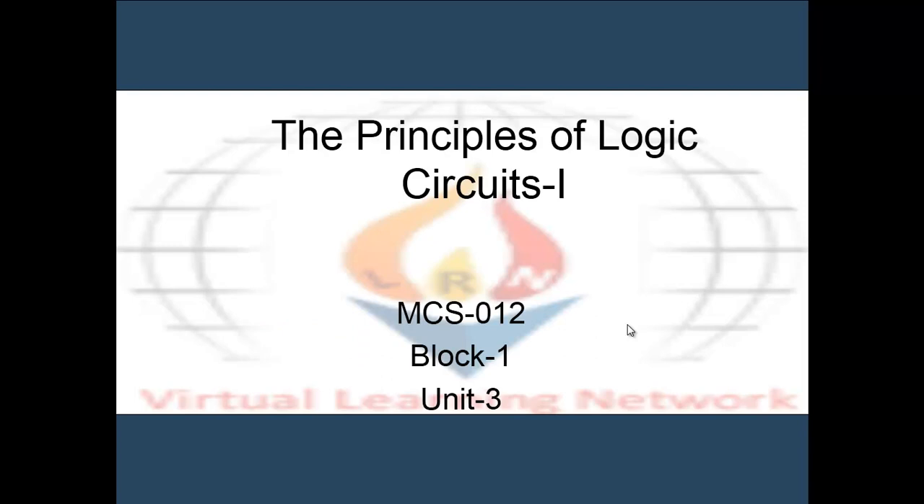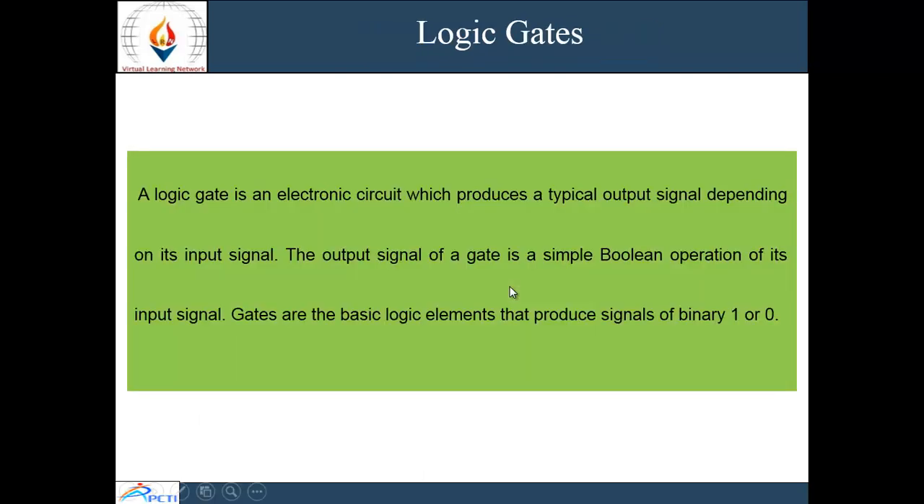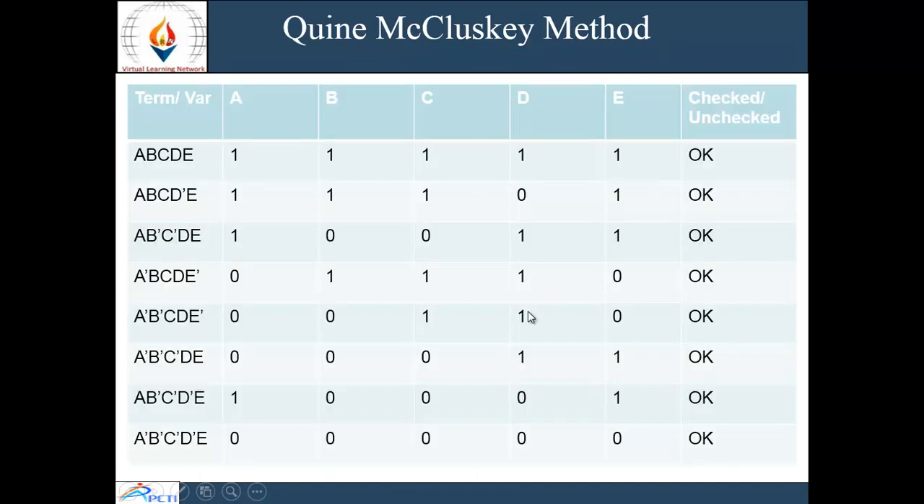In today's session, we will continue with the principles of logic circuit part 1. In principles of logic circuit, we will do the method of minimization of gate. As in the previous session, I have already discussed with you that there are three methods for minimization of gate. First is algebraic method. Second is Quine-McCluskey method, also known as tabular method, and third one is K-maps, that is Karnaugh map, which is the most important method for the minimization of gate.